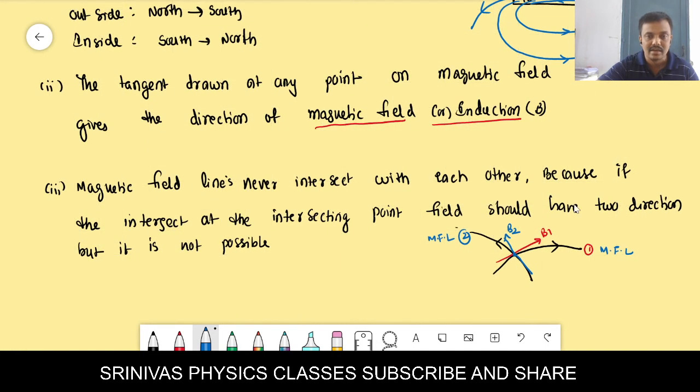Magnetic field lines never intersect with each other, because if they intersect, at the intersecting point the magnetic field should have two directions, but practically it is not possible. Magnetic field at one point has only one direction.